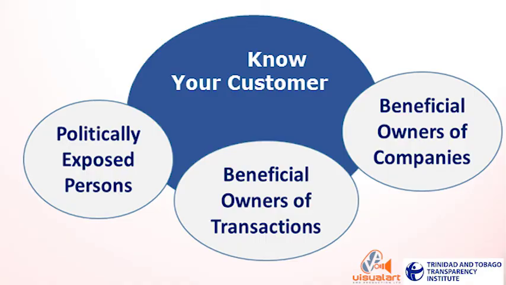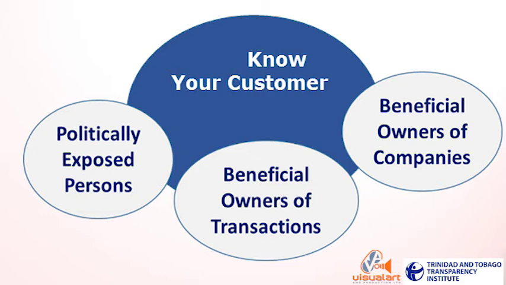But oftentimes, when there's an owner on record, the owner of the shares is in fact another company. So then you need to go behind that company to find a person, and that may take several levels. You may need to go after three or four layers to find the actual person. So that's beneficial ownership of companies, and we spoke about that before. And then beneficial owners of transactions.